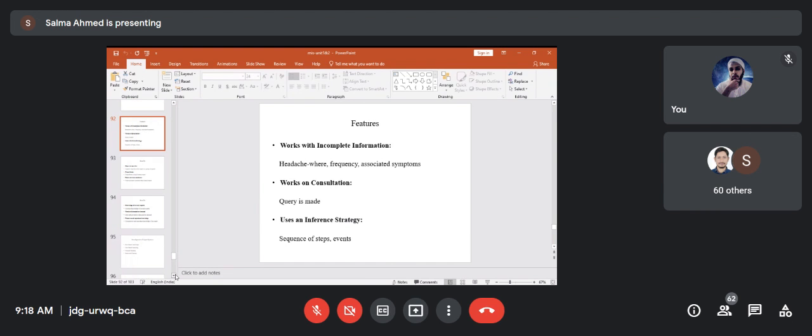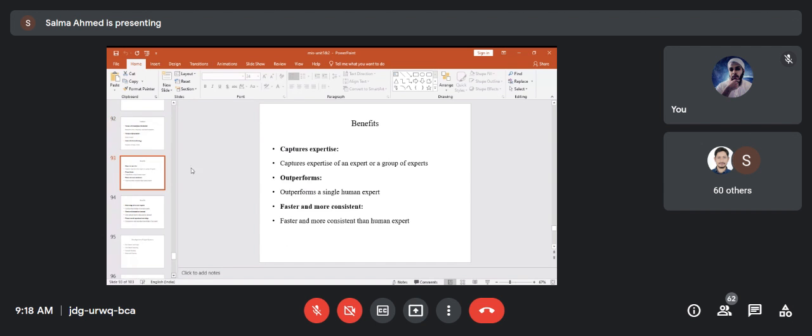Second feature, it works in consultation because a query was made and you answered. And third, it uses a certain inference strategy, a sequence of steps before it comes to a decision. So these are the features: works with incomplete information, works on consultation, uses an inference strategy. If you think of MYCIN, you will come to know what the basic features were.